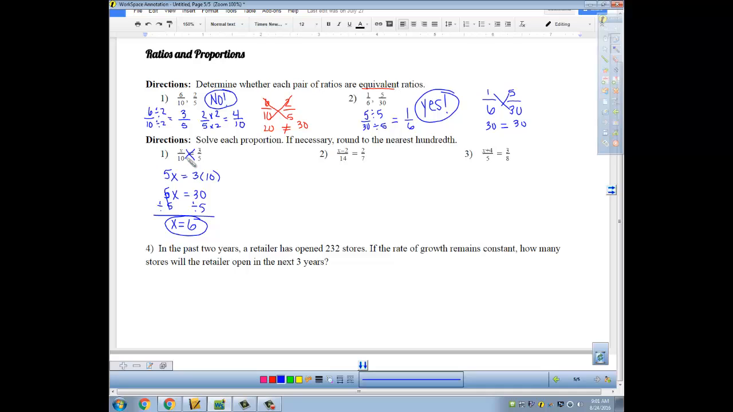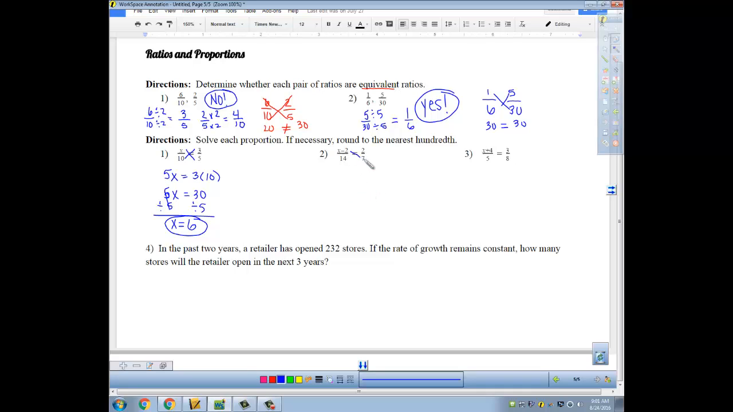So you also could notice, well, 5 divided by 2 is 10, so what divided by 2 is 3? We know that that's 6. So again, different ways, just choose whatever you prefer. But 2 and 3, they're a little bit harder, so I wanted to show you the cross multiply method for number 1, even though it was an easier one.